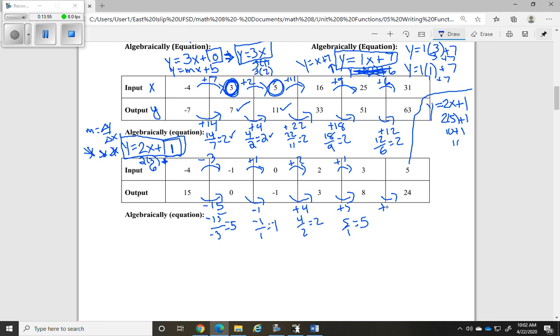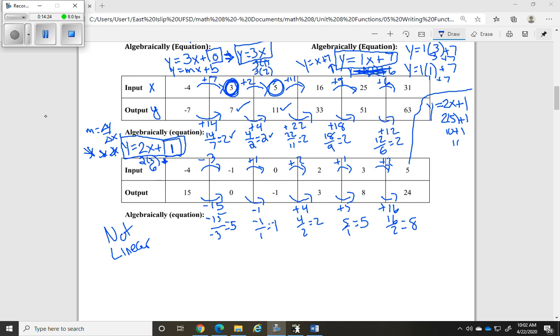Up by 16 and up by 2. 16 over 2 is 8. Do you notice that the rate of change is not constant? This is not linear. So for your homework, you don't have to write the equations of things that are nonlinear.